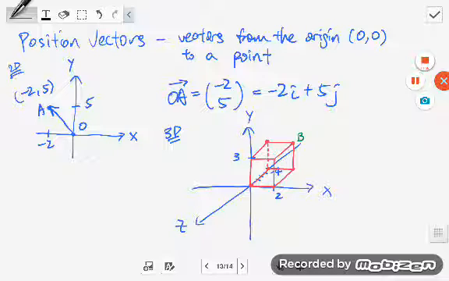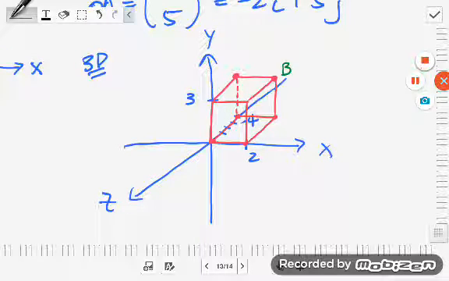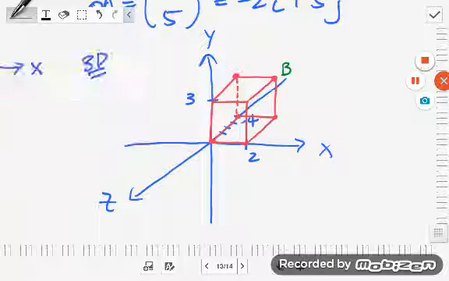All right, welcome back. So just keep in mind that position vectors are basically vectors from the origin to a point. So here, let's look at a 3D scenario. I've created this XYZ axis, and I've drawn a box to help me figure out the points on the vertices of this box here.